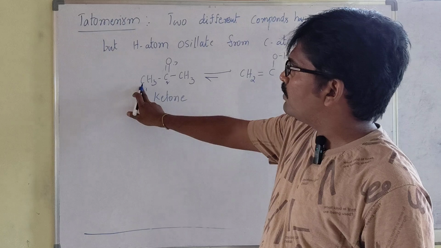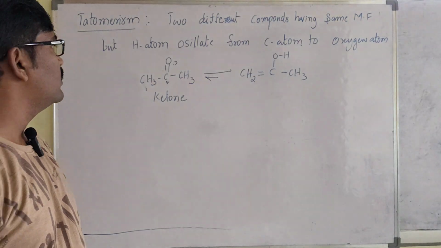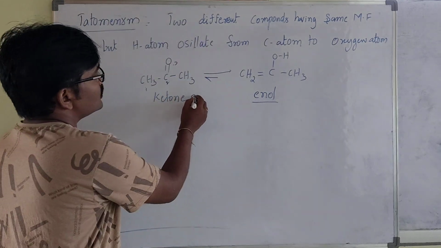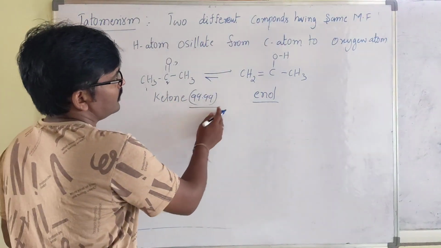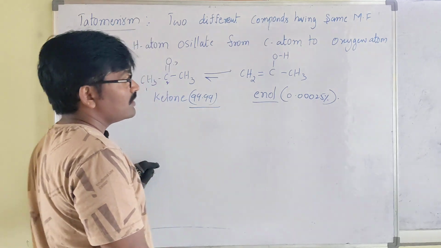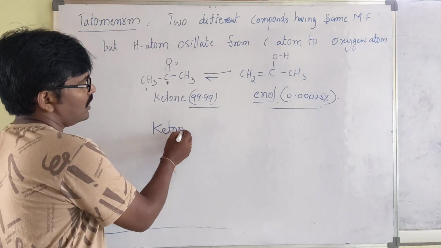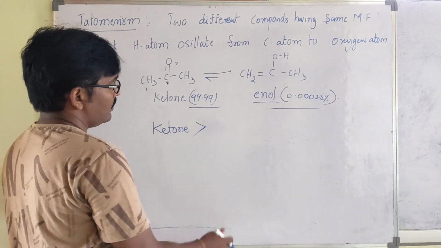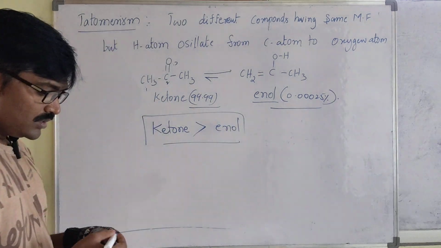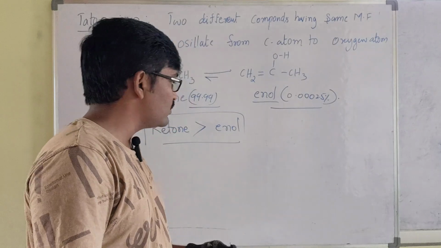The hydrogen atom from the carbon shifted, migrated to the oxygen atom. So now this compound we call enol. I told that the ketone is 99.99%, and the enol will be 0.00025% present. That is the stability. In the maximum number of cases the ketonic group is more stable than the enol formation. Now some percentage of enol compounds are also stable. For what reasons are these stable? That we have to discuss.